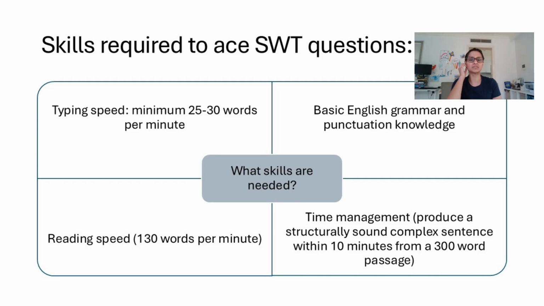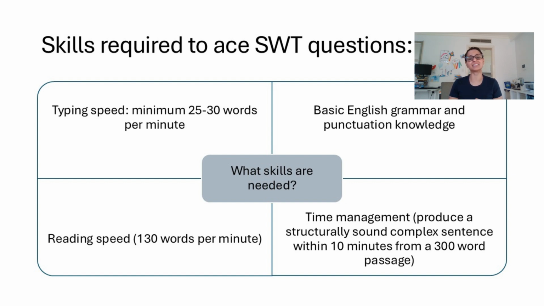Now, what skills do you need to ace a summarized written text question? Number one, you need to have the typing skills. Okay, you need a typing speed of at least 25 to 30 words because very often, and more than one student has come up and said, the copy and paste function doesn't work, or I can't do it, I can't seem to figure out the keys, I can only type. If that is the case, you need to have a minimum typing speed of 25 to 30 words per minute.